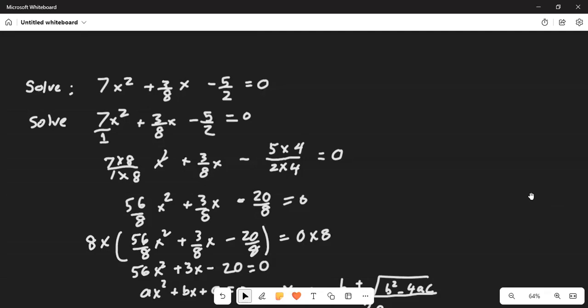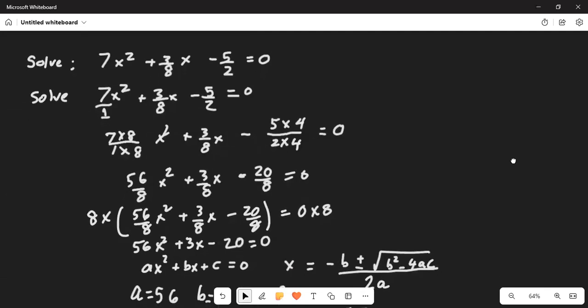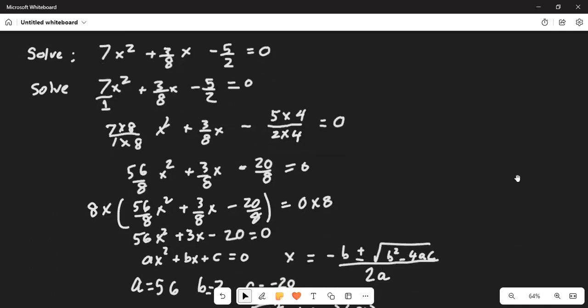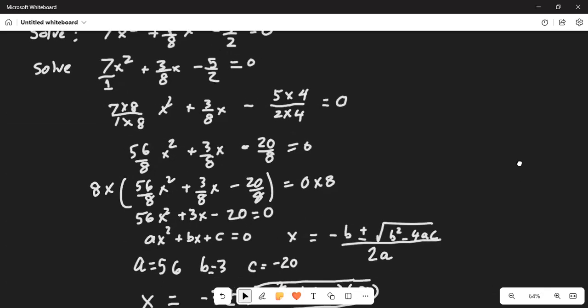Next one is originally 3 by 8. It stays 3 by 8. And the next term in the denominator is 2 multiplied by 4. To make it 8, also multiply the numerator by 4. Okay. Why are you doing it simultaneously to numerator and denominator? Because then the original term does not change, because 4 over 4 is 1. So bottom line, you have 7 times 8 is 56 by 8 x squared plus 3 by 8x minus 20 over 8.